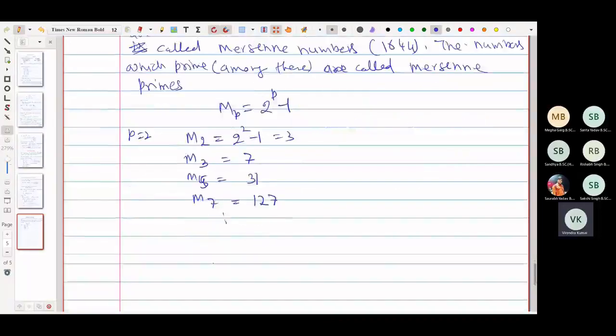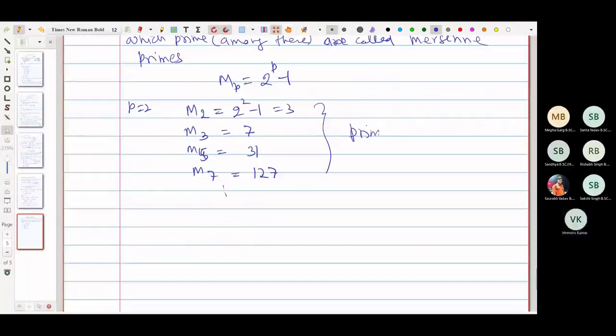So they are all primes. But M11 equals 2047, and this can be written as the product of 23 and 89. So it is a product of two numbers, which is not prime.